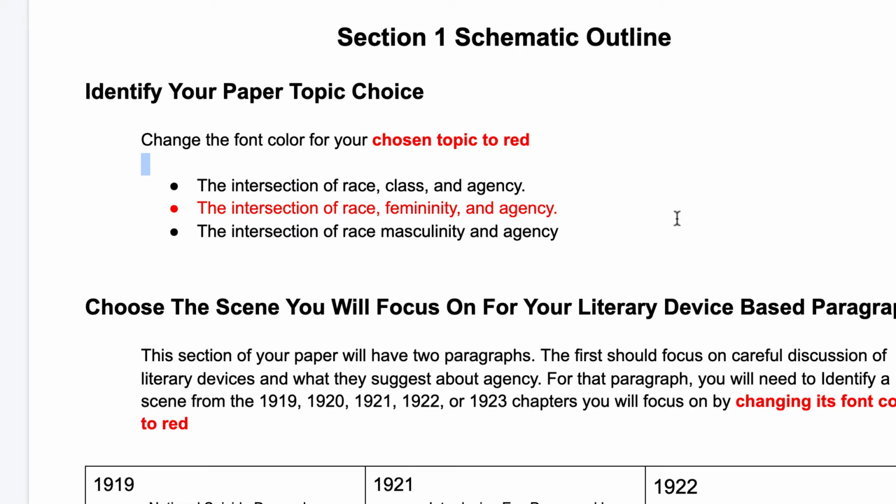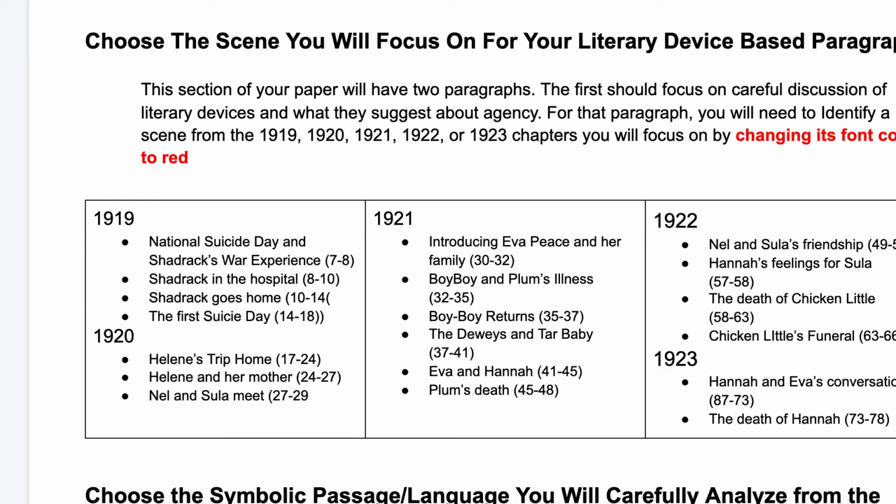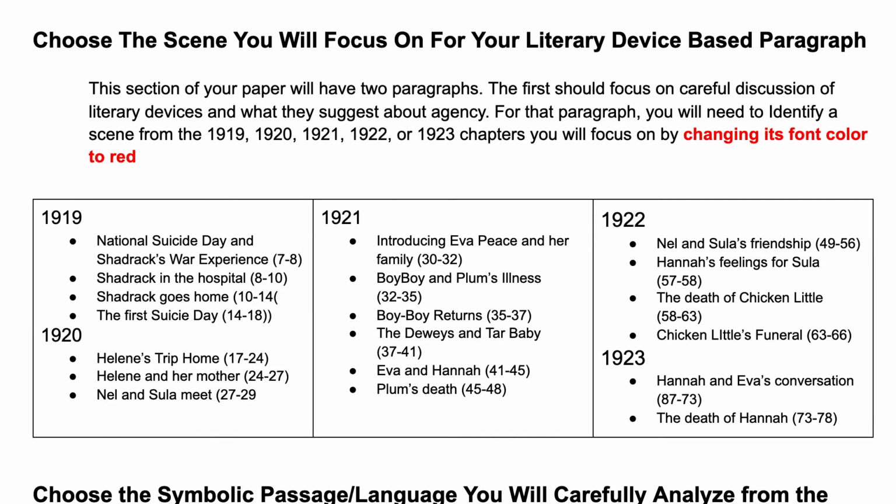Next up, you're going to pick a scene from the novel, from the chapters that we're looking at in section 1. So for section 1, there are 5 chapters that you can choose from. And all you need is one scene from these 5 chapters that you're going to focus on for this part of your paper. Remember, you're going to write 2 paragraphs about this one scene. The first, you're going to use the terminology of literary devices to analyze the language. And the second, you're going to apply the theory, a theoretical concept to the entire scene.